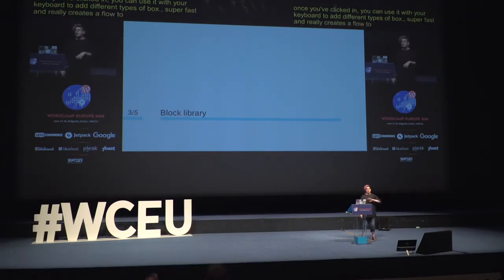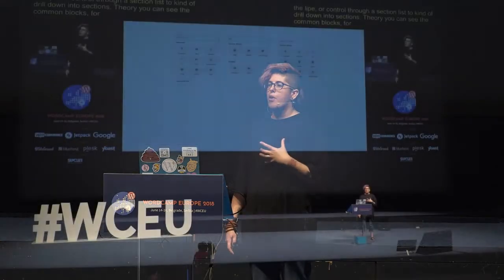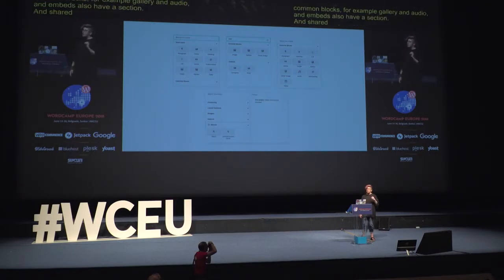The library is where all the amazing blocks live. This allows you to browse each block. First, you see the most used blocks, and then you can search for blocks in the library or scroll through a section list to drill down into sections. Here you can see the common blocks, for example, gallery and audio, and embeds also have a section of their own. And shared blocks are actually a great way to save and reuse a block.